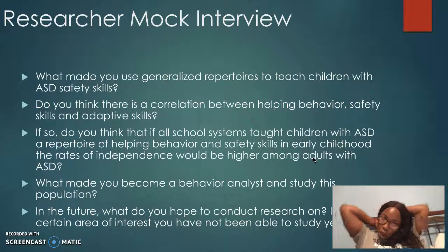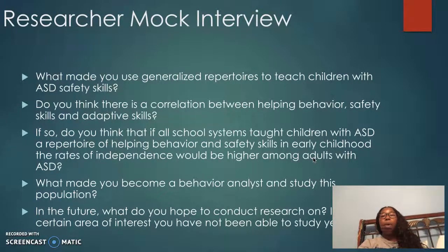So just some questions I came up with for Dr. Reeve were: what made you use generalized repertoires to teach children with autism safety skills? Like what inspired him, or what did he see in the literature that made him come up with using those repertoires to teach children? And do you think that there's a correlation between helper behavior or safety skills and adaptive skills? So, adaptive skills or adaptive behavior, meaning those independent daily living skills, such as brushing their teeth or different other hygiene skills like that.